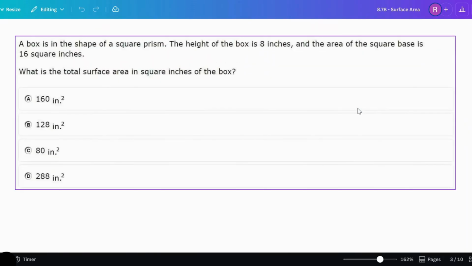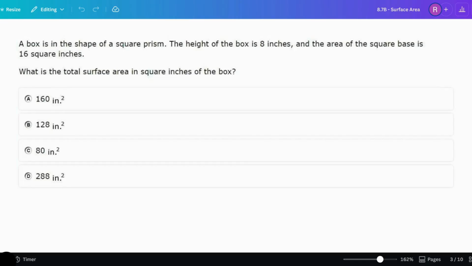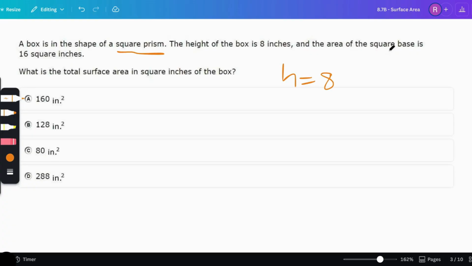This question says a box is in the shape of a square prism. The first thing we need to take note of is what shape we are working on. So now we are working on a square prism. The height of that prism is 8 inches and the area of the square base is 16 square inches. What is the total surface area in square inches of the box?